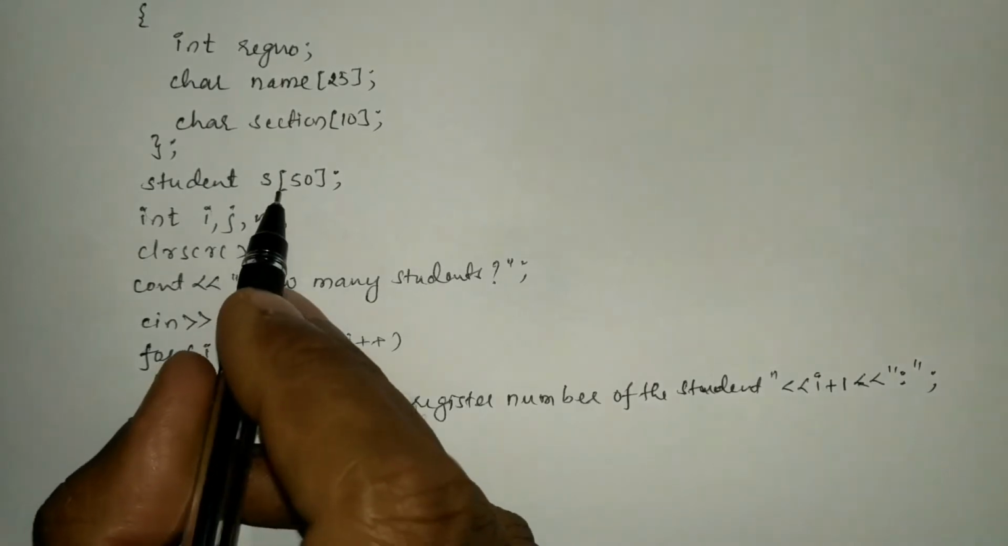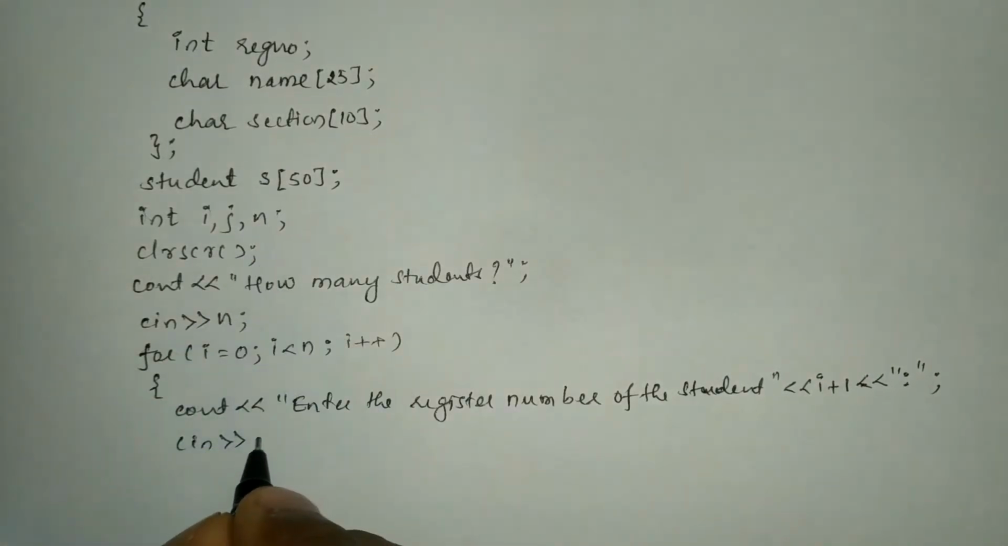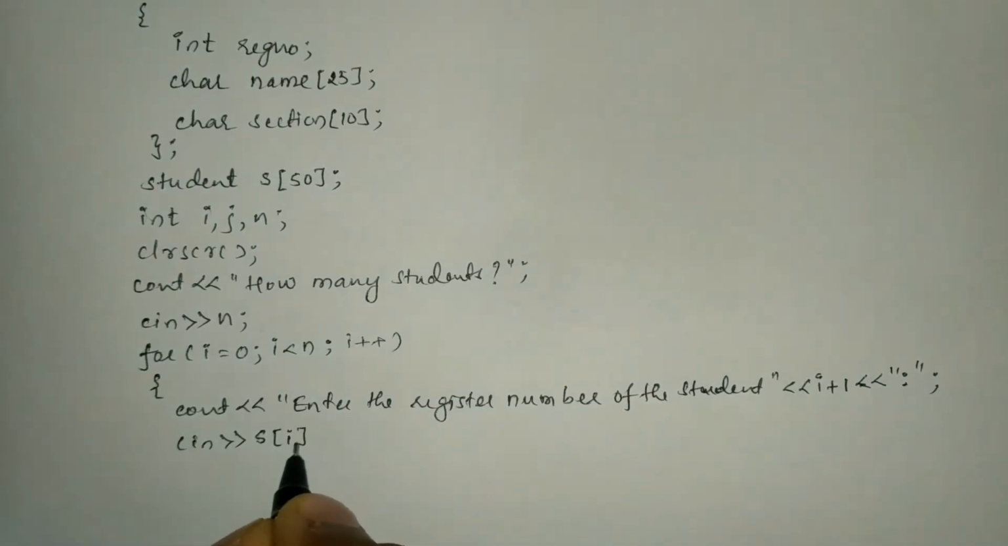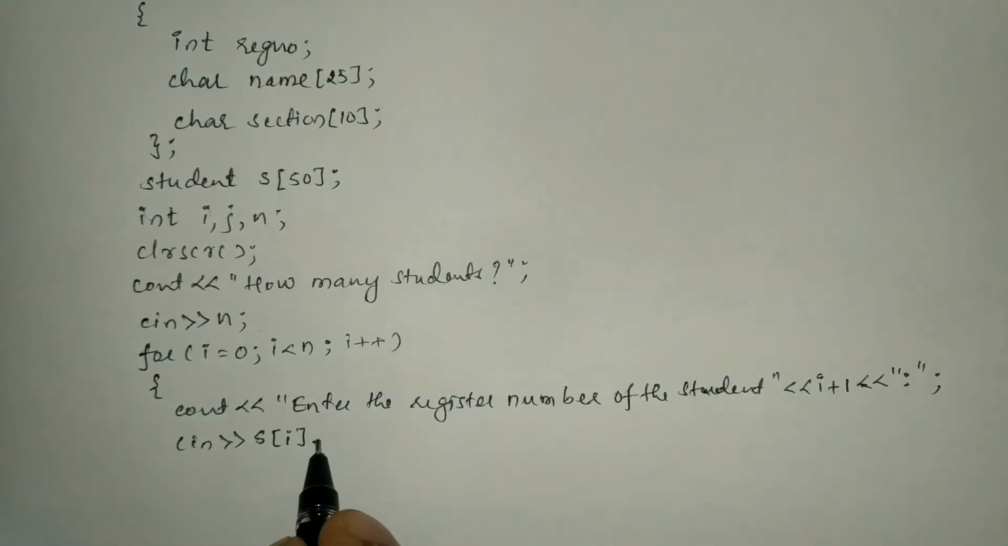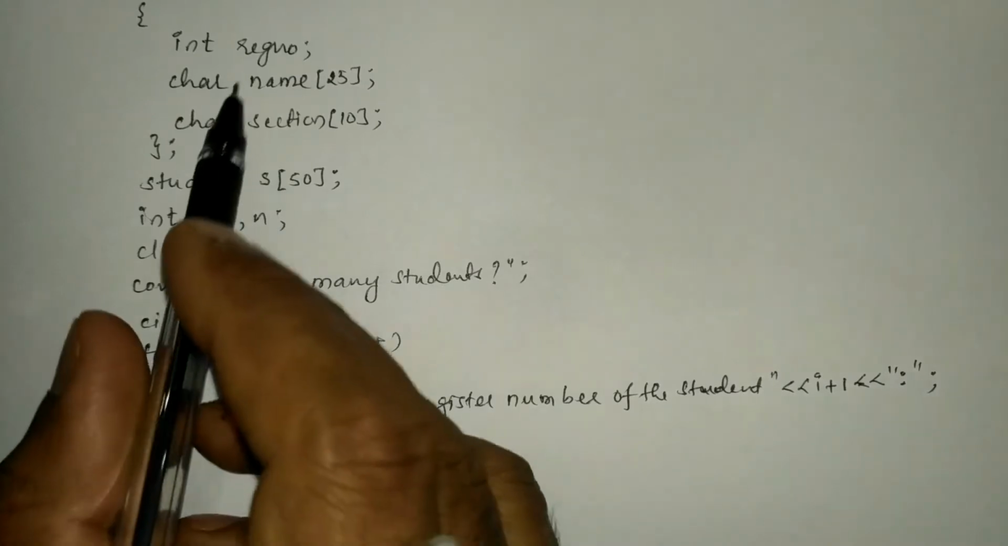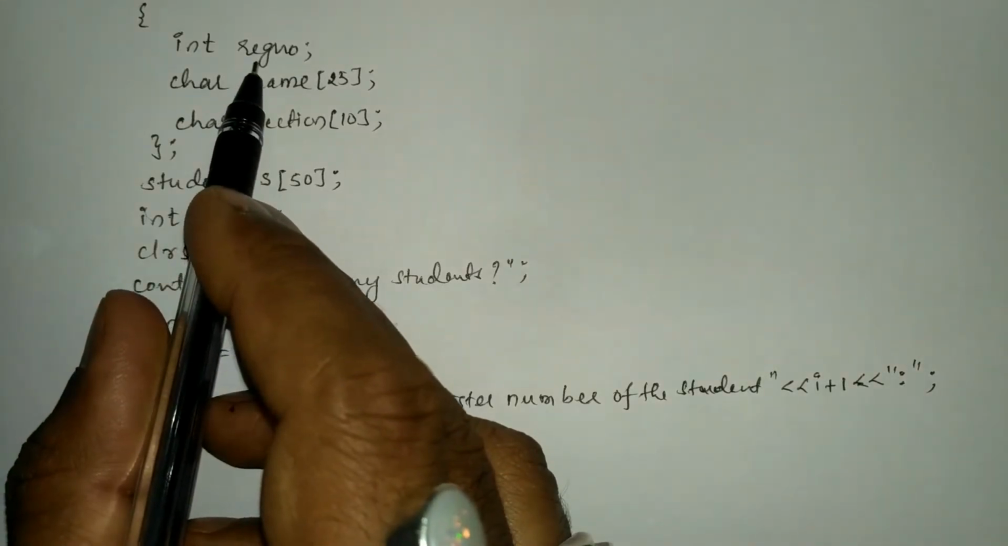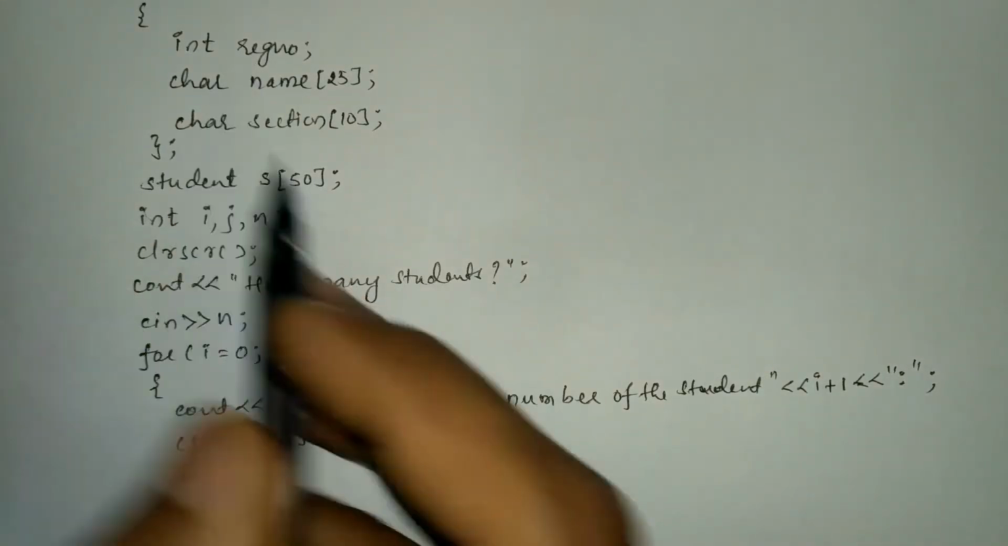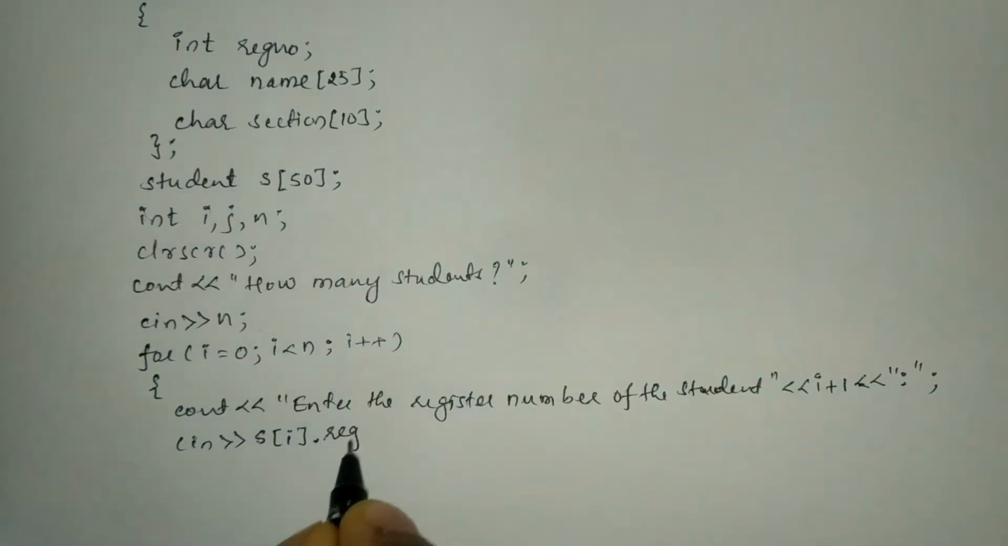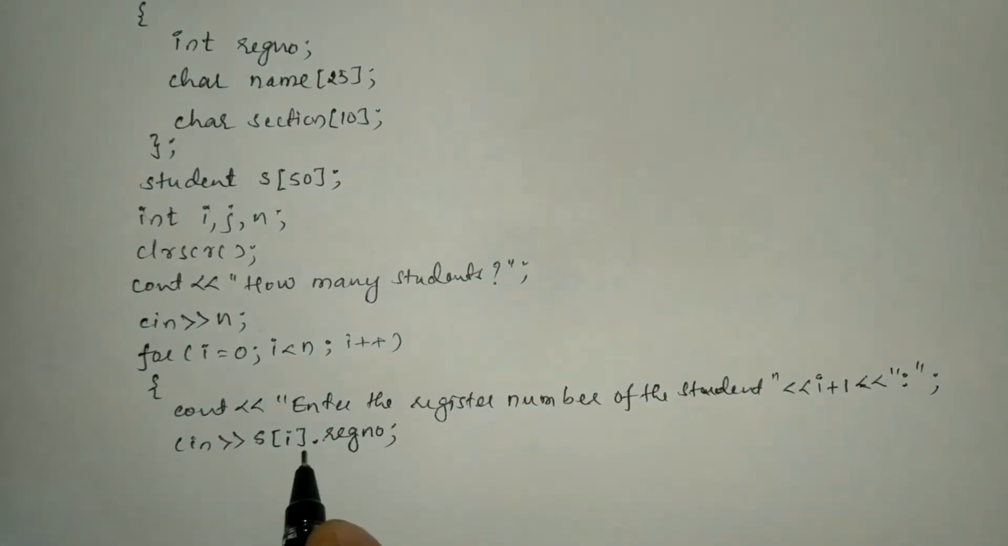and now we are going to use this array of objects. So that is s of i dot. So dot is a member access operator which is used to access the members of the structure definition. So I want to access now register number. Here I'm going to write regno and put semicolon.